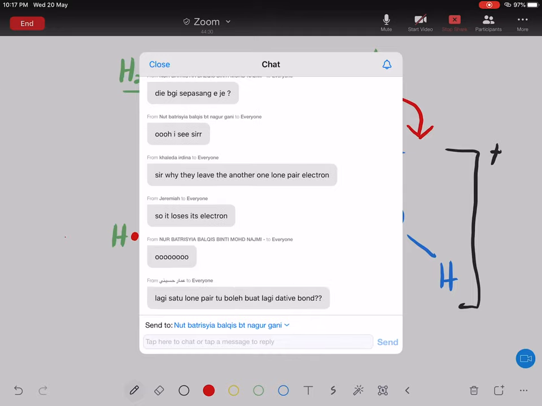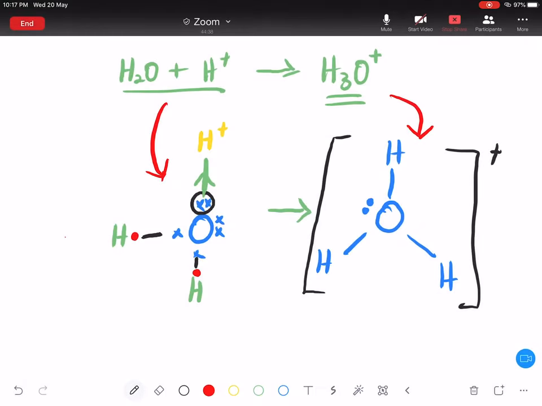Then, okay, tadi pun ada seorang tanya, sir, boleh tak yang ini buat dative covalent bond? Okay, guys, ideally, kamu akan rasa, oh, ada lone pair electron, bolehlah dibuat. Memang logik, teorinya betul, but it is not acceptable. Tak boleh. Tak boleh. Sebab apa ya?